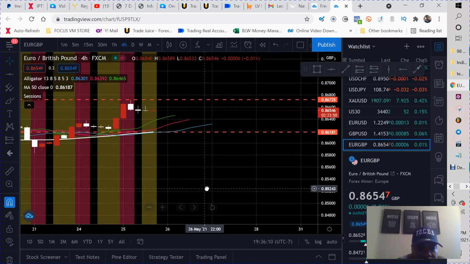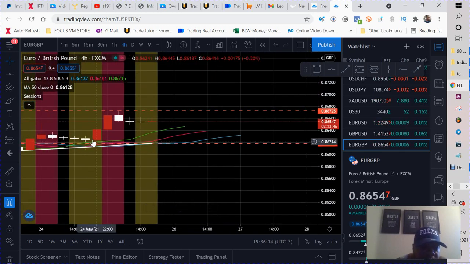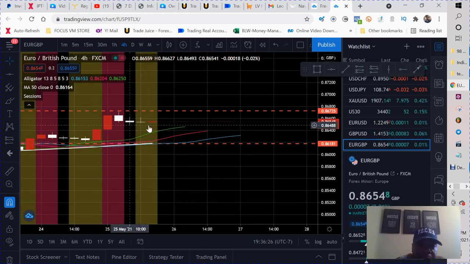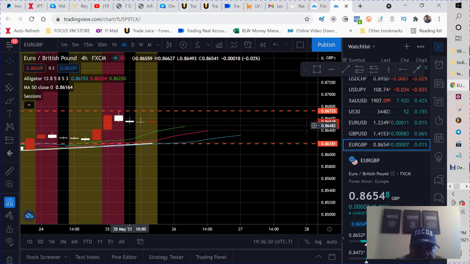As you see, we got some rejection at a high. Now we're coming on down, going to the downside. But as you see, we are still in an uptrend. With these 4-hour candles, we've got to respect that trend. Respect that 50. Anything above that 50 means we are still in an uptrend.